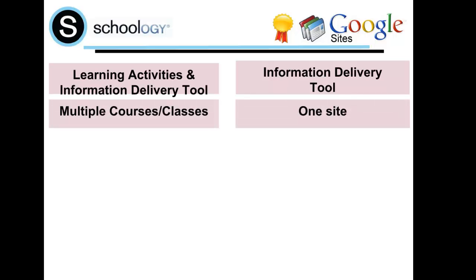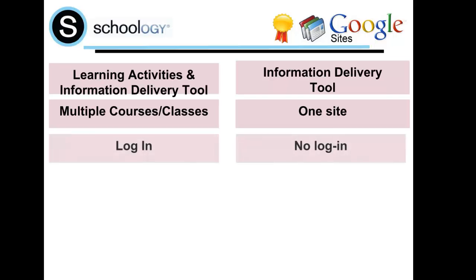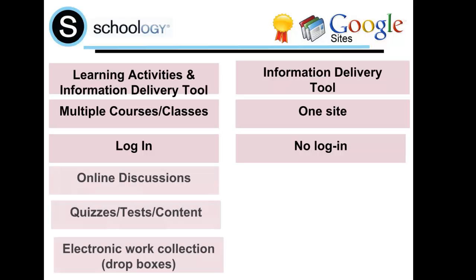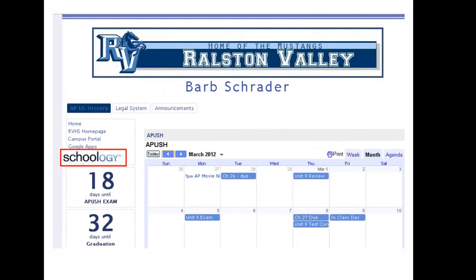In Schoology, you usually have more than one class. If you teach five sections of seventh grade language arts, you'll have five different sections of that in Schoology, each with the appropriate kids in it. You tend to just have one Google site that serves as information for all your classes. Some teachers have two if they teach a couple of different things. For Schoology, users do need to log in so that they arrive in the correct course. Google Sites does not require a login, so it's much easier for communicating with parents. And then Schoology has these additional tools built in that are not available in Google Sites. Those are the tools we're going to explore briefly.